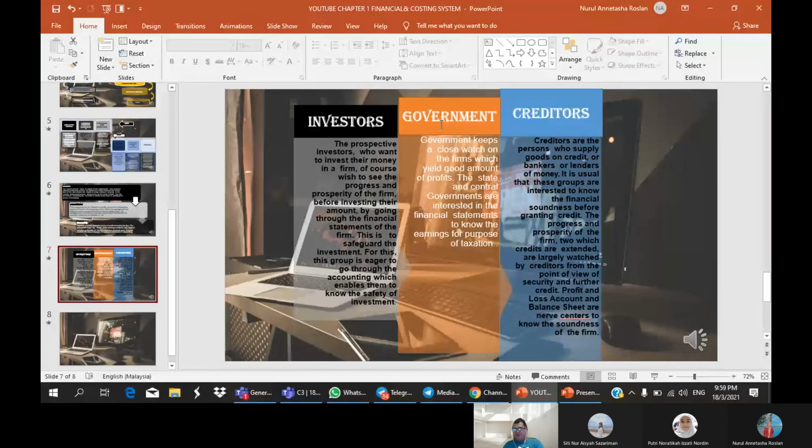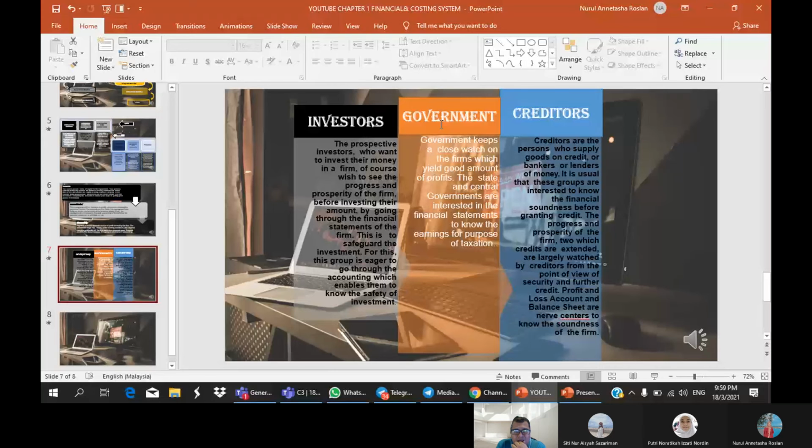Next is government. Government keep a close eye on the firm which get good profit. The state and central government are interested in the financial statement to know the earning for purpose of taxation.